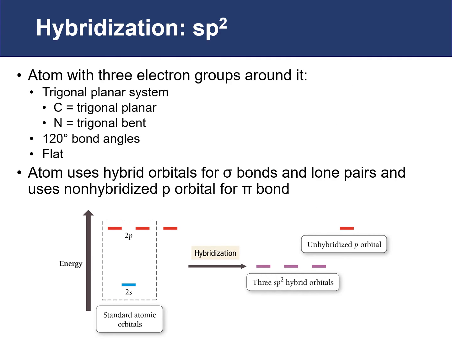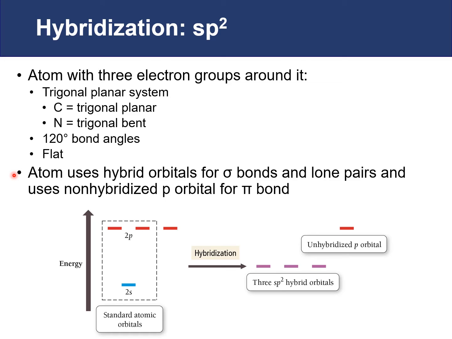If instead of hybridizing our s with all three of the p orbitals, we instead hybridize an s with two p orbitals, we result with the sp2 set of hybridized orbitals. Atoms with three electron groups around them are signatures of sp2 hybridized orbitals. This hybridization takes on a trigonal planar system. You can have your carbon being trigonal planar. Sometimes nitrogen will take on a trigonal bent, or a bent, molecular geometry within the trigonal planar electron geometry. The bond angles will be about 120 degrees apart, and the sp2 hybridized orbitals take on a flat shape.